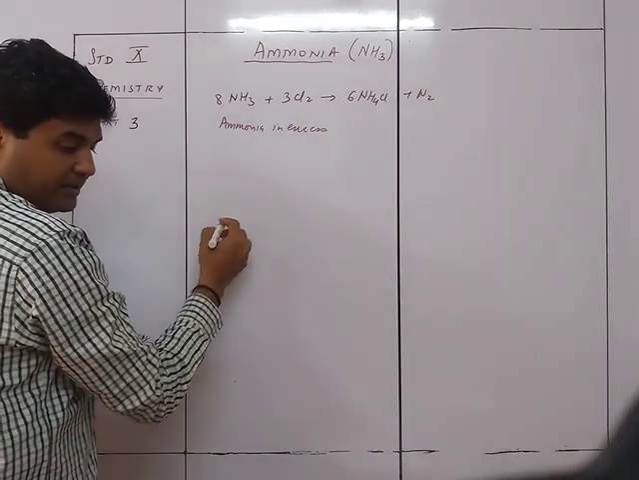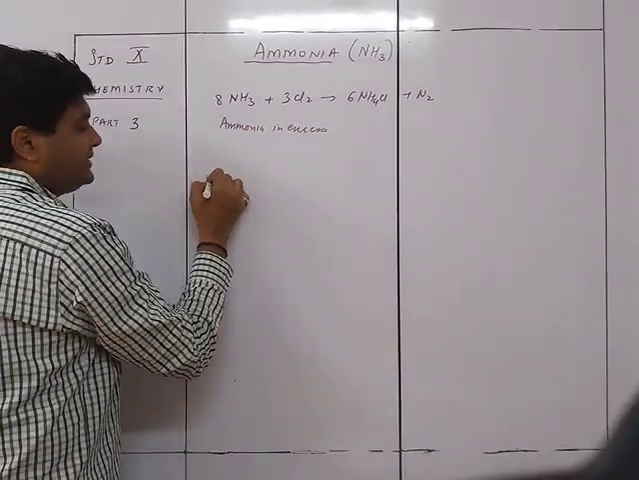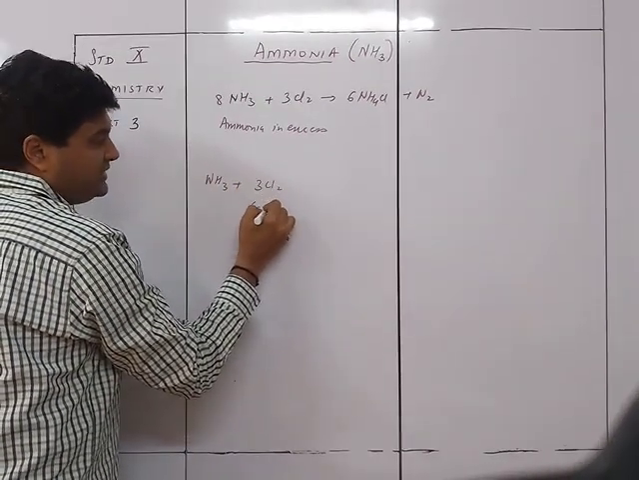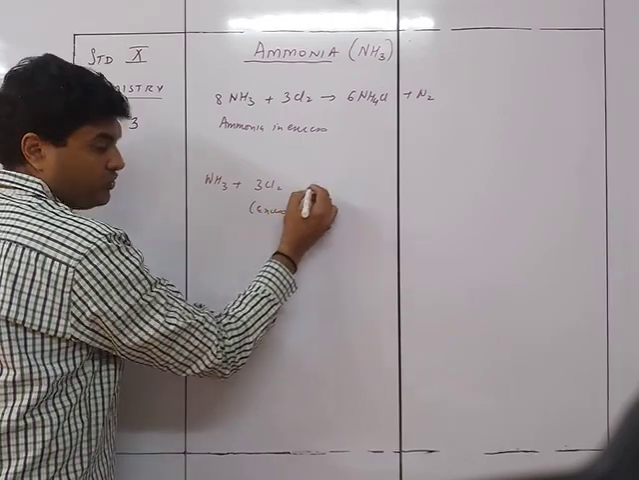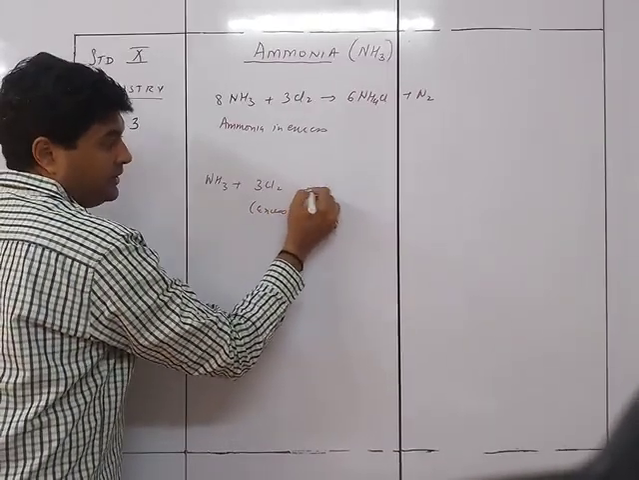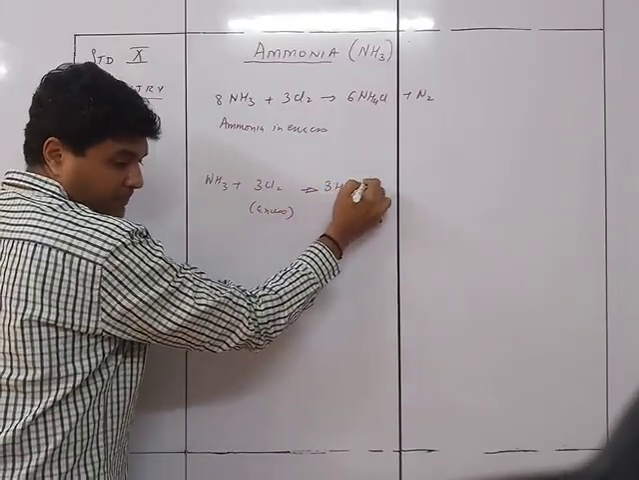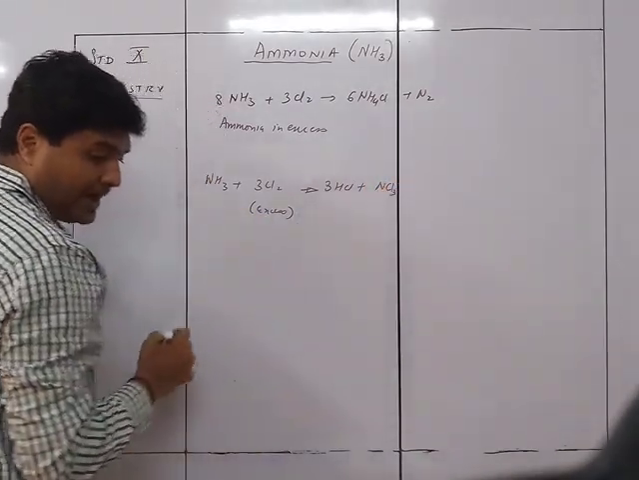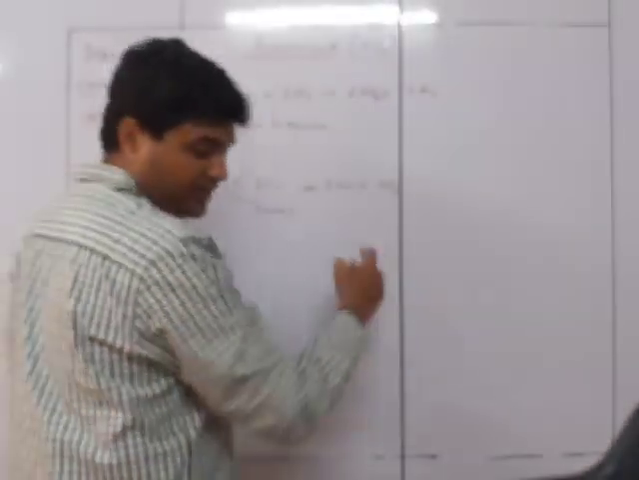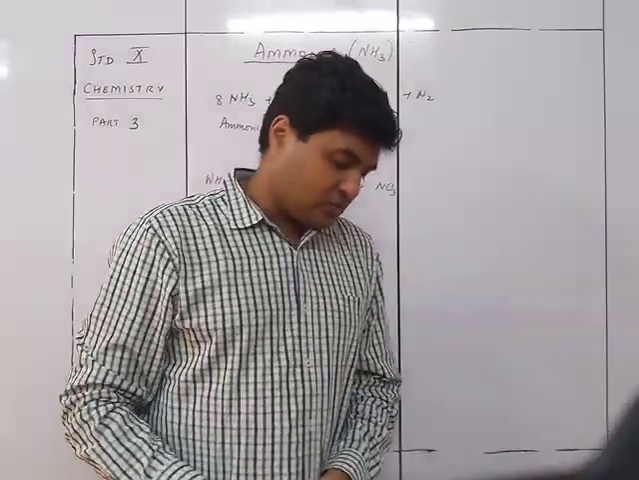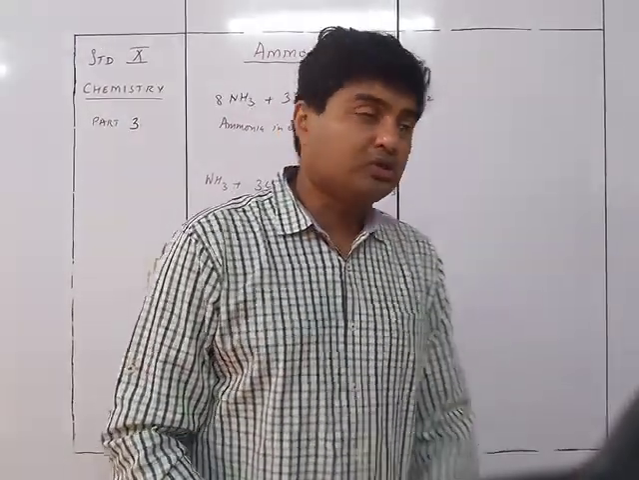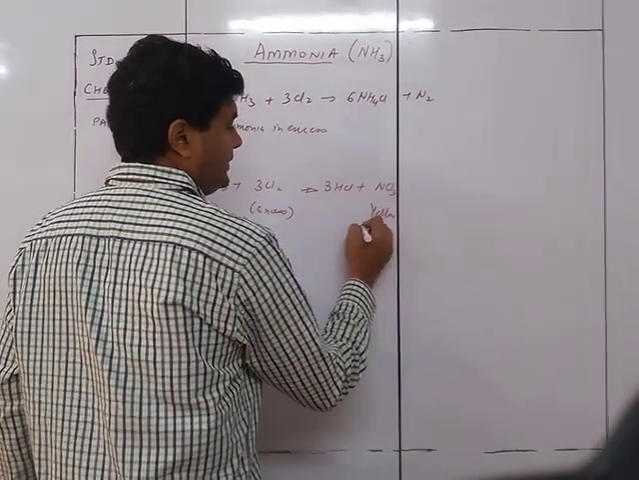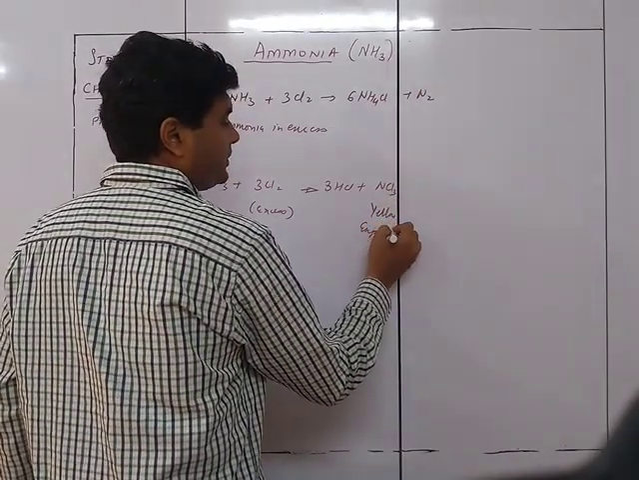And the next one is, if I am taking chlorine in excess, it will be NH3 plus 3Cl2. So this is in excess. It is going to give me 3HCl plus NCl3. Now this is nitrogen trichloride, which is going to be a yellow explosive liquid.